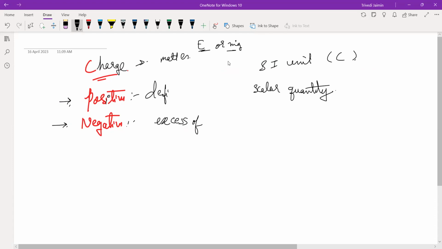Now, how to know this? The simplest example is when we are rubbing our hands. We assume charge moves from the left hand to the right hand. It's not necessary that it goes left to right; this is our assumption, for our convenience. So if it is moving from left to right, what will happen to the left hand?